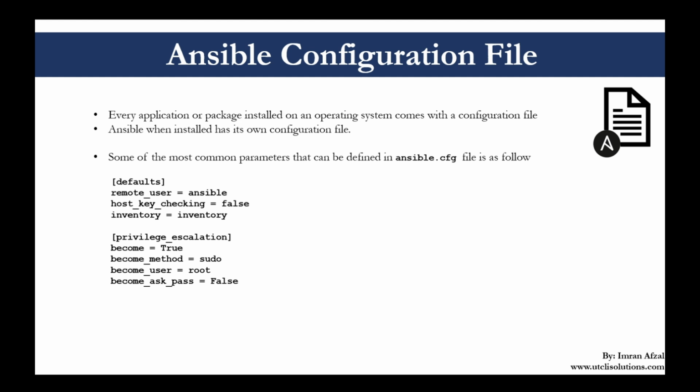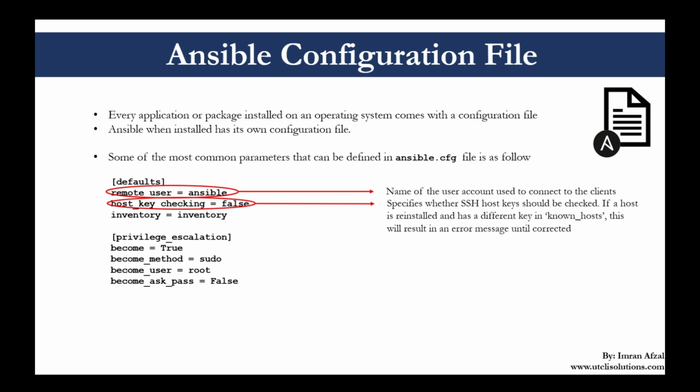All right, so the first one, let's take a look. remote_user equal ansible. When you have that parameter set up in your configuration file, it means it's the name of the user account used to connect to your remote clients. Then we have host_key_checking equal false, which specifies whether the SSH host key should be checked. If a host is reinstalled and has a different key in the known_hosts file where the keys are, this will result in an error message until corrected. So when you have it false, it will skip that part.